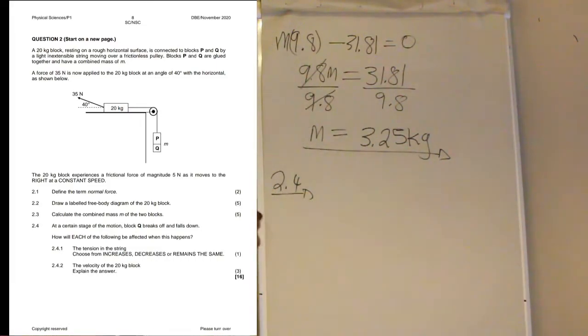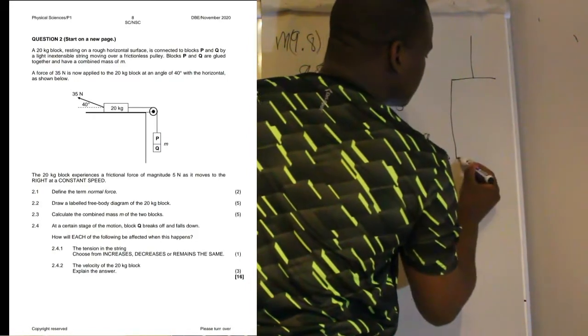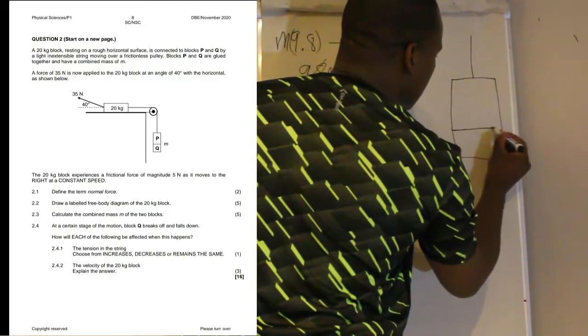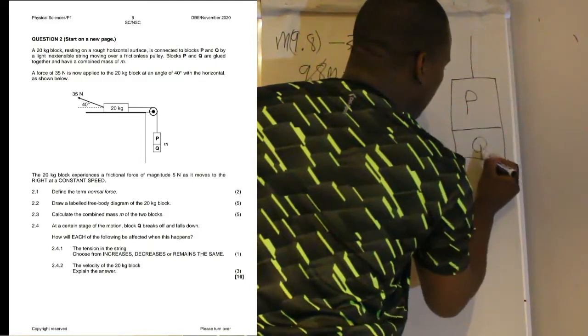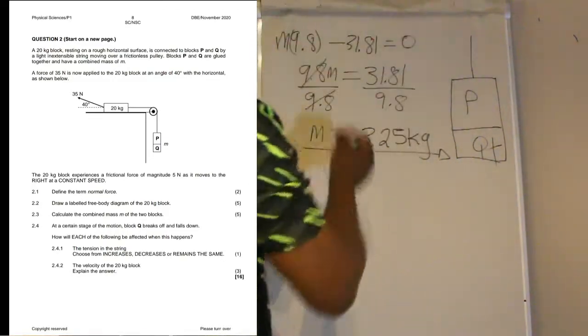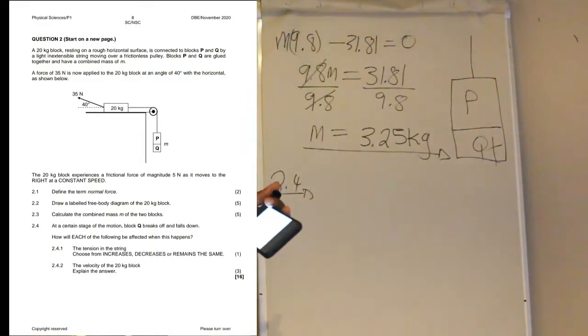I'll also show the question paper to you. They are saying, at a certain stage of the motion, block Q breaks off and falls down. So this is how. So you had P, you had Q there. So now they're saying this one is falling, so you had the entire system. So you remember that first diagram.